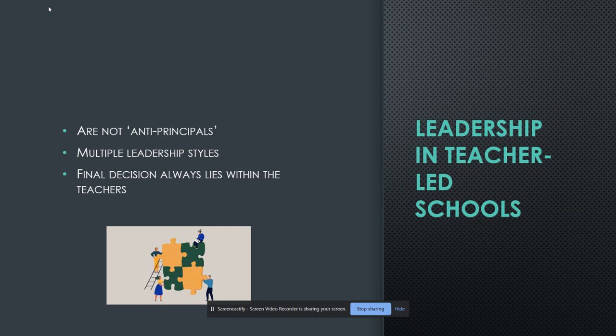So like I said, some of these teacher-led schools do have principals because they're not anti-principal. The principals are there to guide the teachers, just like a typical administrator would do. But the major decisions would be made through the teachers themselves rather than just in the power of the principal.